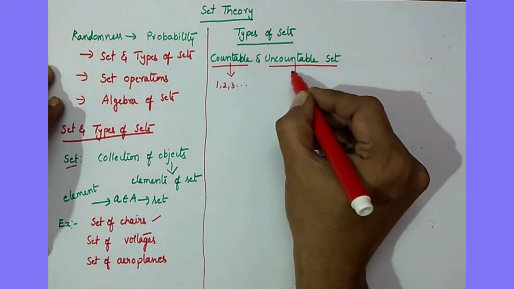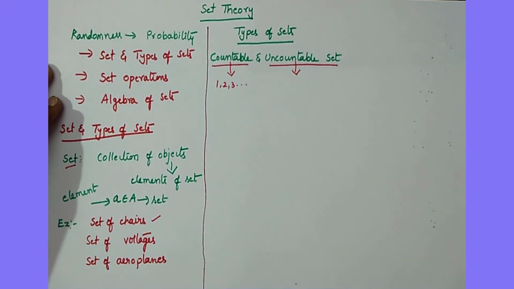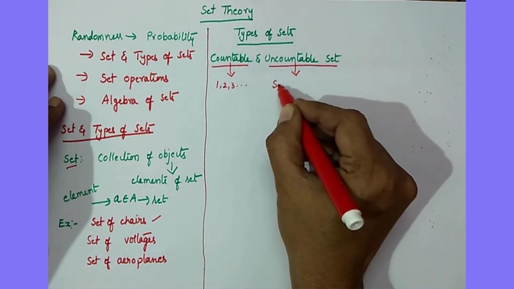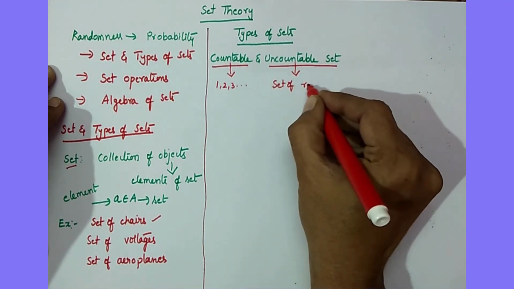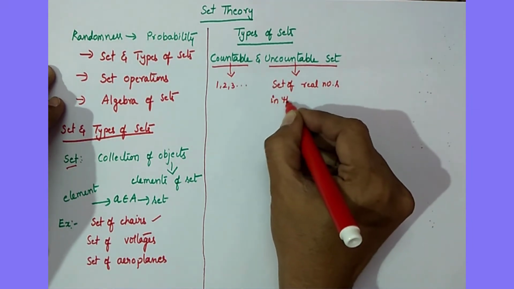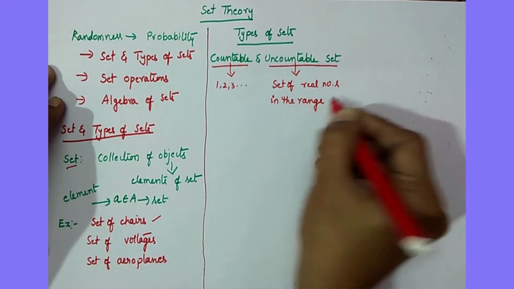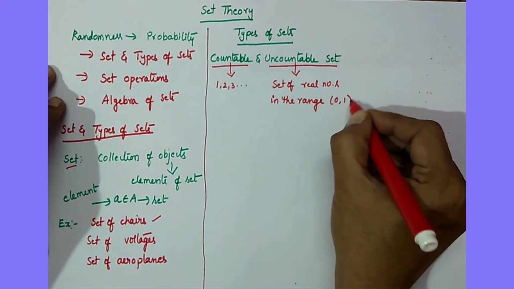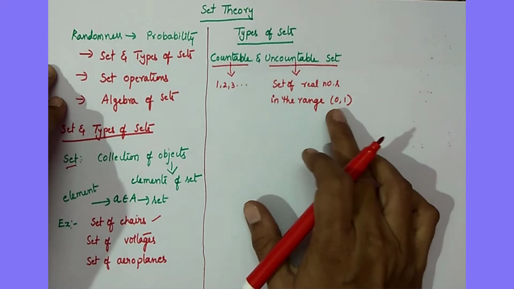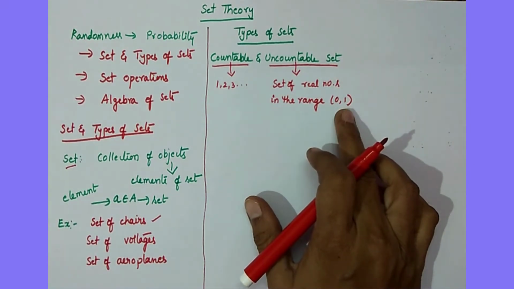In the uncountable set, we can't count the numbers. Suppose take the set of real numbers in the range 0 to 1. Can we count the real numbers between 0 and 1? We can't, because between 0 and 1 we are going to have an infinite number of real values. So that is called an uncountable set.